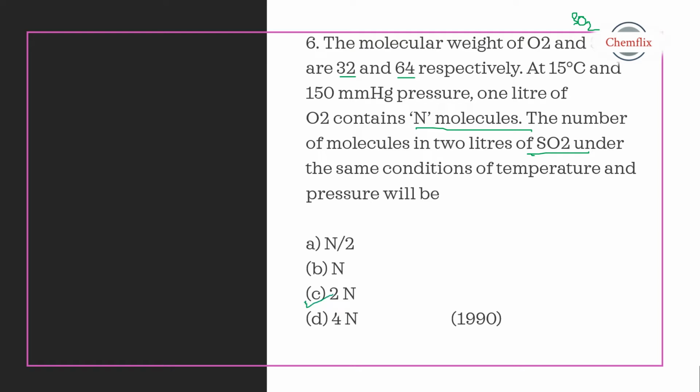2N. Given that the molecular weight of O2 is 32, and sulfur dioxide, sulfur is 32, 32 plus 32 will be 64. So that is given. So 1 mole of O2 and 1 mole of SO2, at the same temperature and pressure, 1 mole contains N molecules. So here 2 liters of SO2 contain how many molecules? 2N. Okay, nothing to worry.